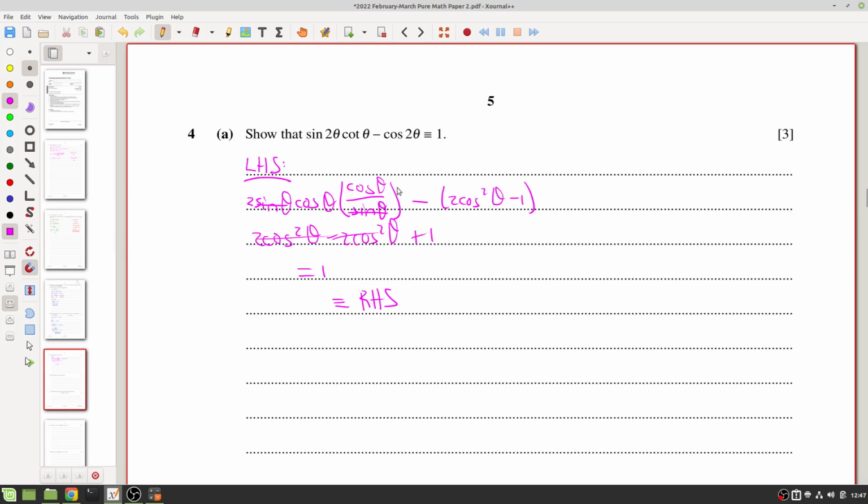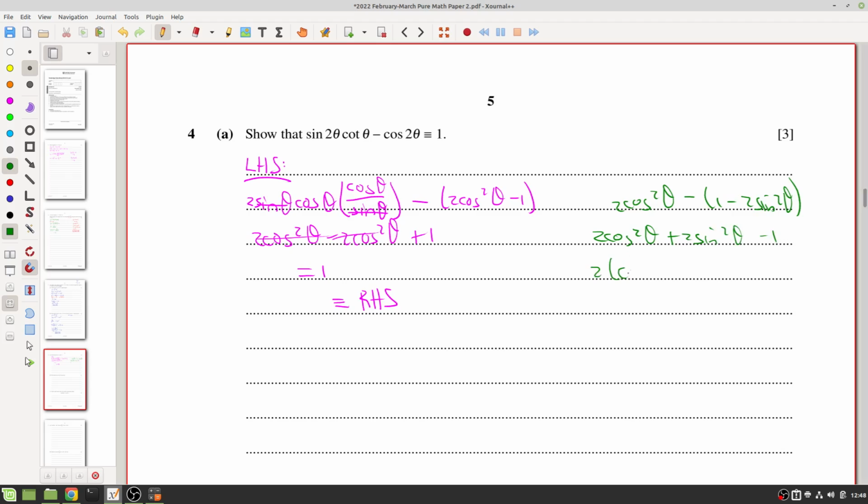Now you could also change this into one of the other ones. Let me just, for instance, show what would have happened. So we have on the left 2 cos squared theta, and let's say we changed the cos 2 theta into 1 minus 2 sine squared theta. What would have happened if we chose that? So that would have given us 2 cos squared theta, multiplying the negative. So minus minus makes a plus, 2 sine squared theta, and then minus 1.